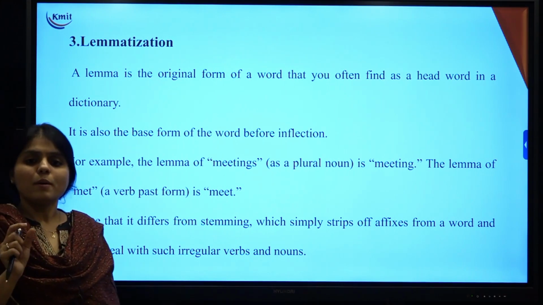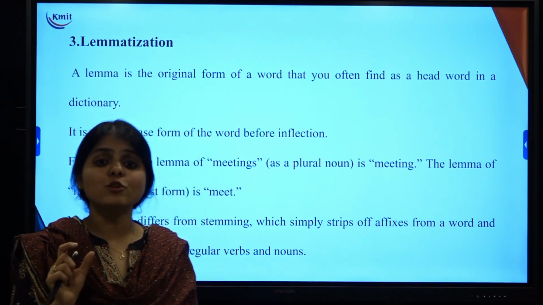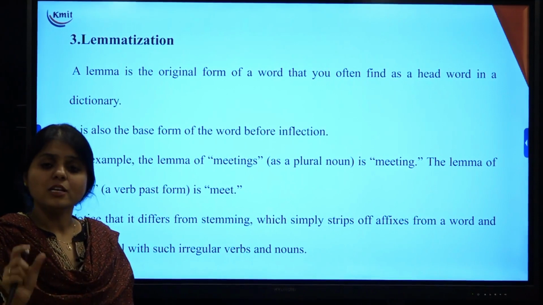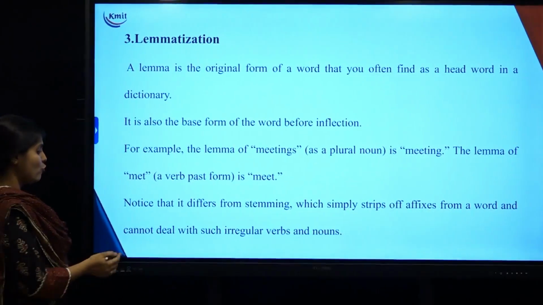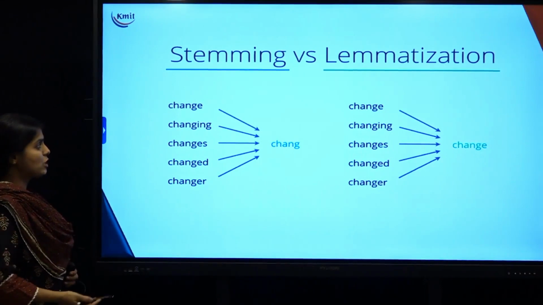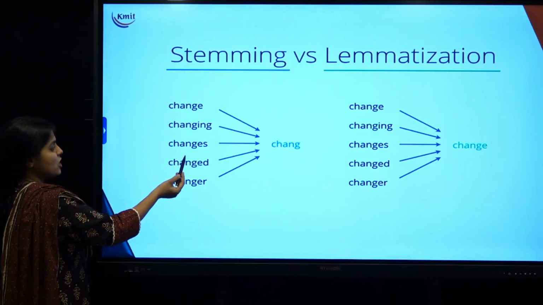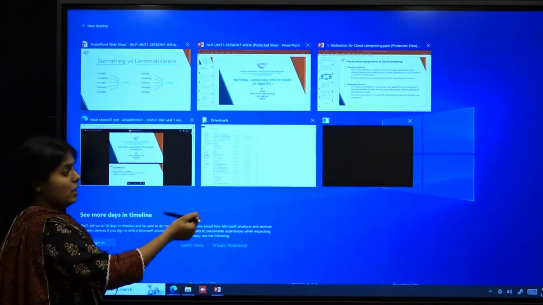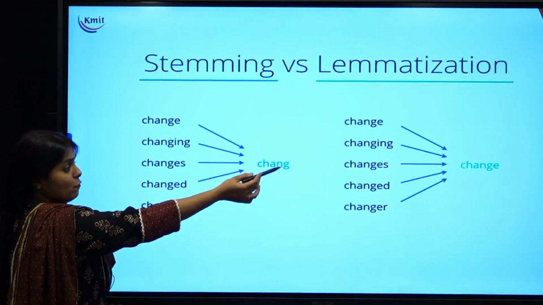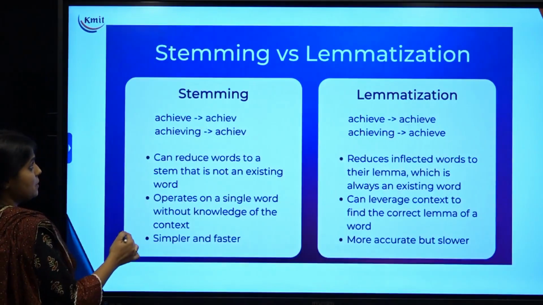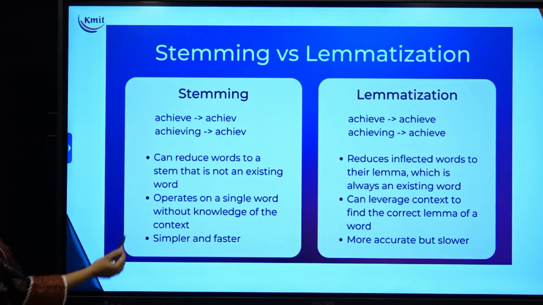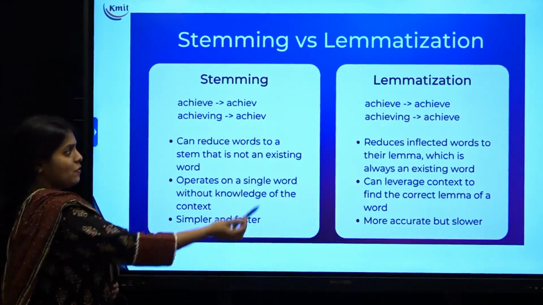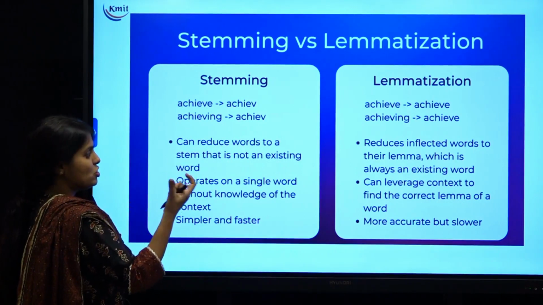Lemmatization will give you the meaningful word in that particular sentence, whereas stemming will only remove the suffixes. So if you want a meaningful word to be generated, we go for lemmatization. As you can see, with change, changing, changes, changed, changer, in stemming only the suffix will be removed, whereas in lemmatization the meaningful word "change" will be generated. Similarly, for "achieve" and "achieving", a meaningless word is obtained by just removing the suffix in stemming, whereas in lemmatization we get the proper word, which is "achieve".